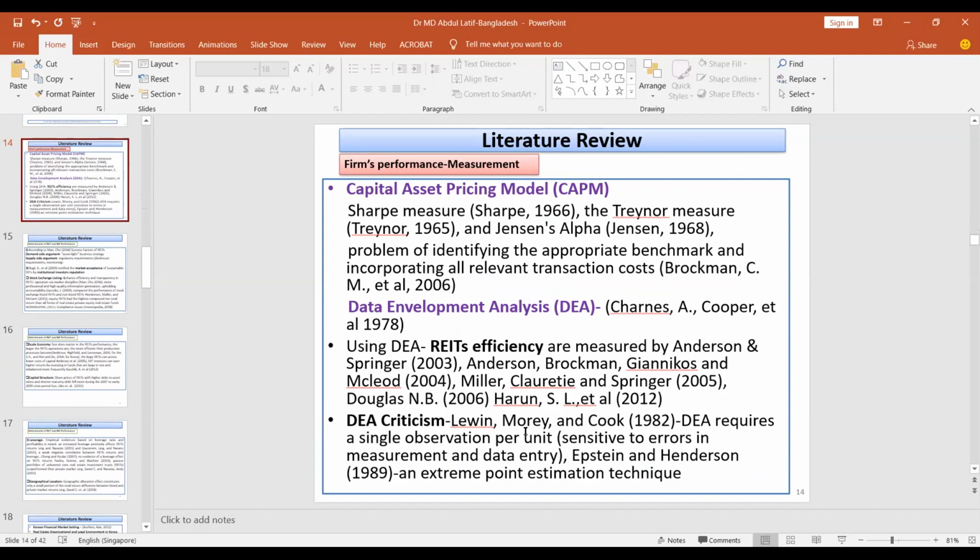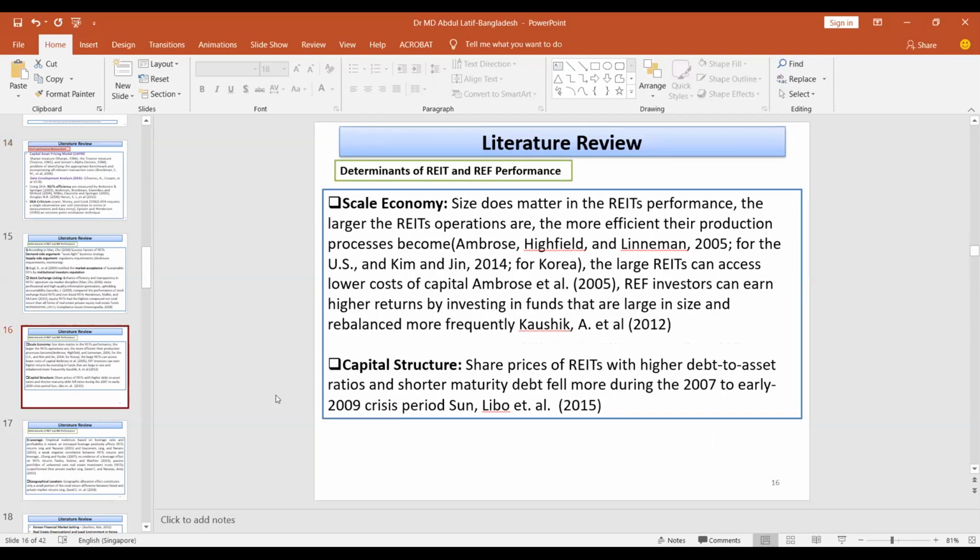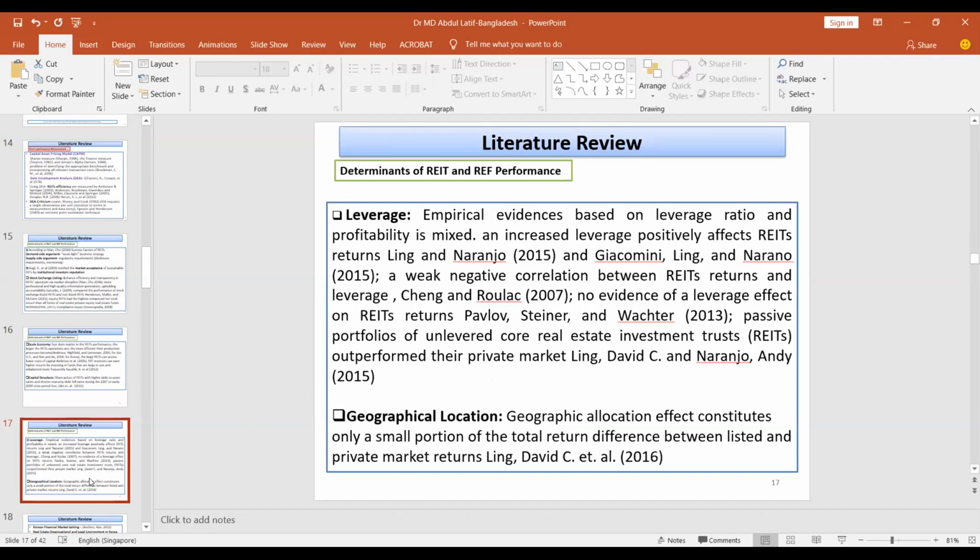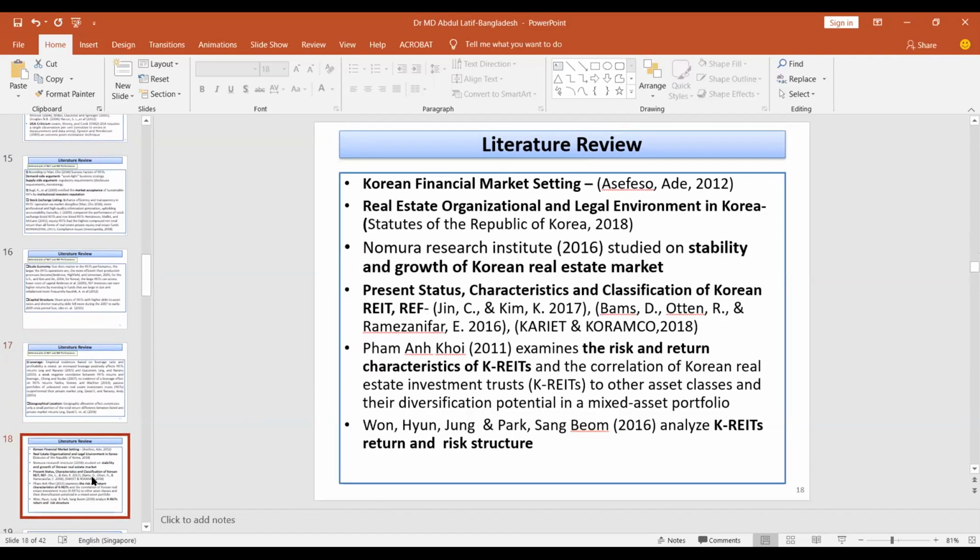Regarding the literature review, first, how to measure fund performance. Fund performance can be measured through the capital asset pricing model and data envelopment analysis, DEA, and some researchers have studied it in that way. Regarding determinants of REIT and REIF performance, the scale of economy, the size of the REIT and REIF, and capital structure have also been studied by some researchers, as well as financial leverage, capital structures, and geographical locations. There are also researchers in the Korean financial market.